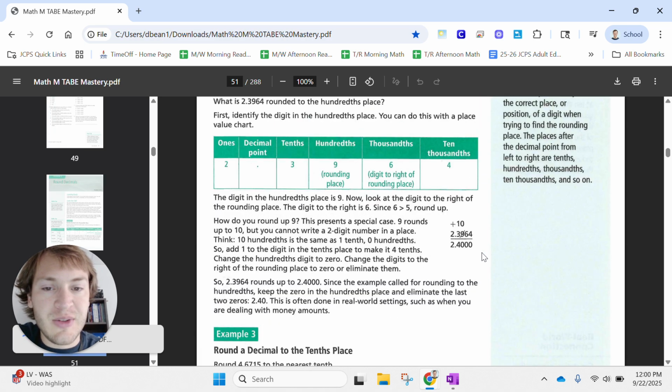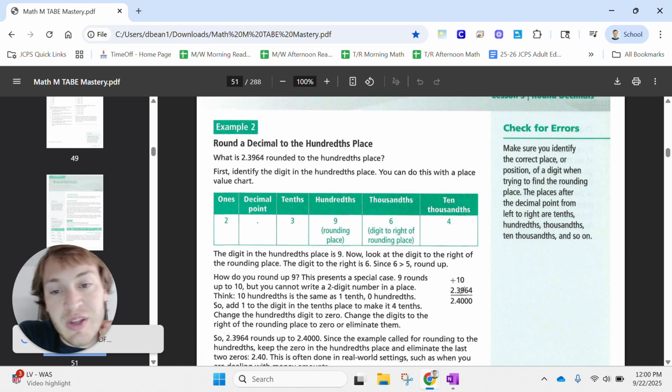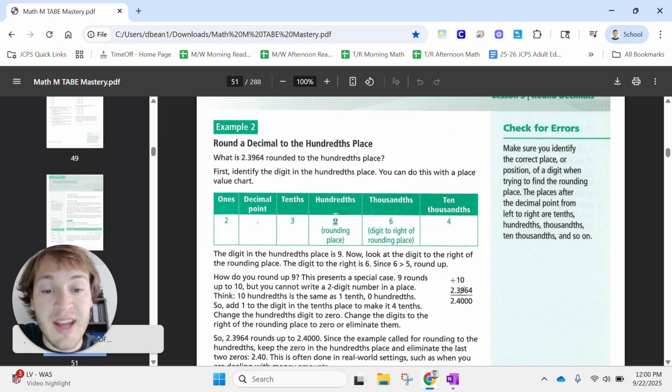Another example is if we're rounding 2.3964 to the nearest hundredths place. First, we're going to identify where the hundredths place is. That's going to be that 9. Next, we're going to look at the digit to the right of the 9, which is a 6. Is 6 greater than or equal to 5, or less than 5? Well, it's greater than or equal to 5, which means we're going to be rounding up.